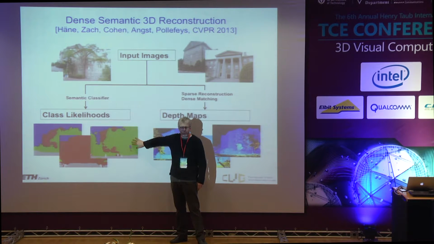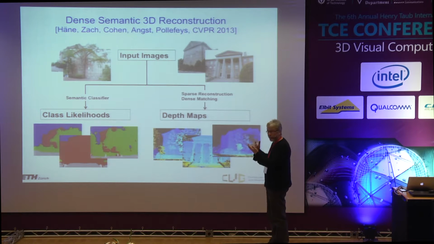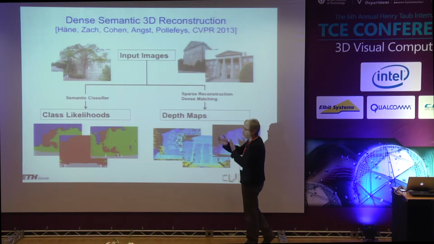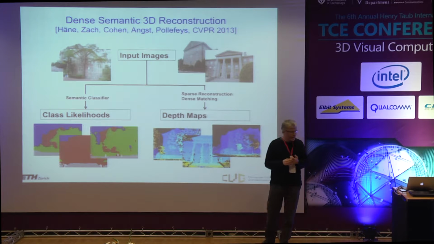Here we, of course, have a full distribution. It's not just the best label. We can actually use a full distribution of probabilities here in case some of those pixels would be ambiguous in their classification. And here are our depth measurements.